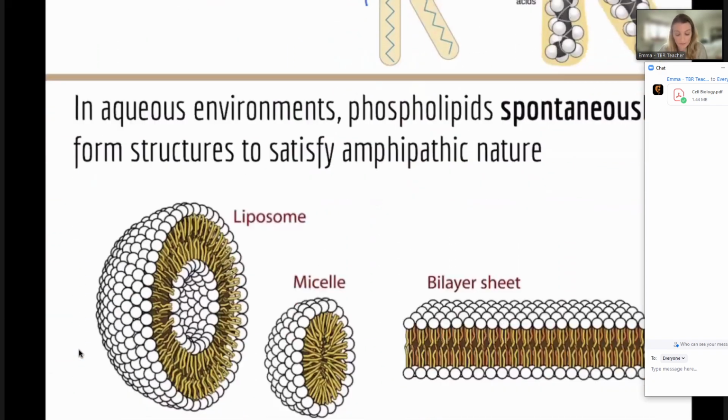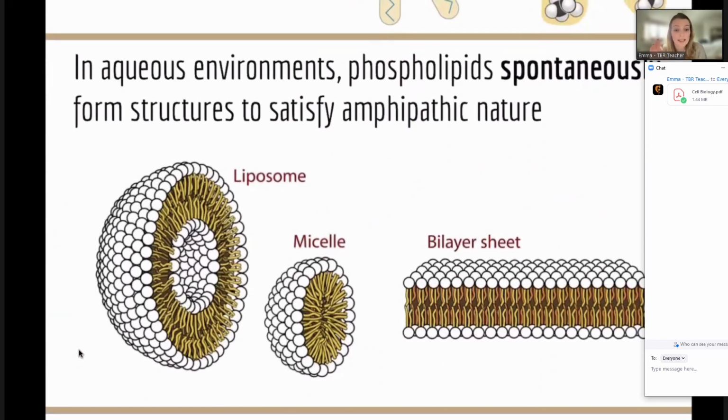So if we took a bunch of phospholipids and spontaneously put them in a liquid environment, we're going to see them automatically form mostly probably the first two if it's just a little bit of liquid. They are going to want to organize in a fashion that protects the hydrocarbon tails from exposure and exposes the phosphate heads to the polar molecule that they're interested in interacting with.